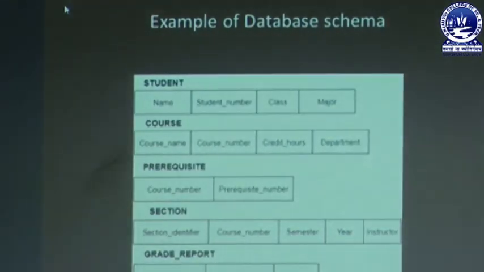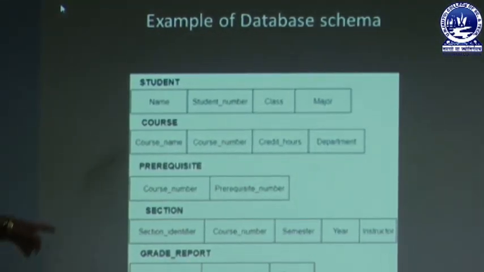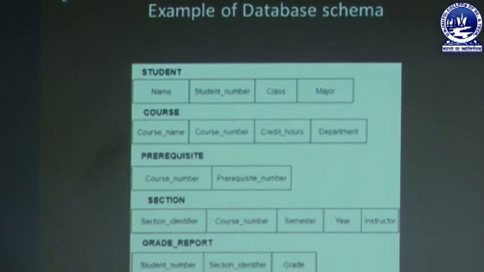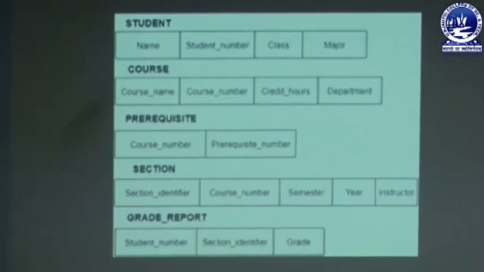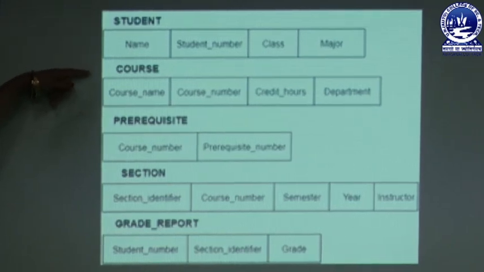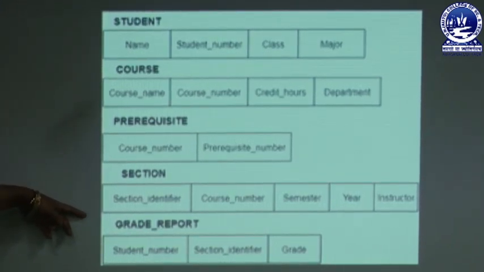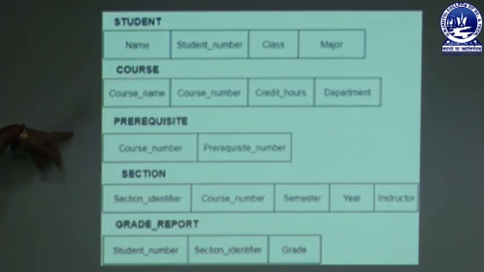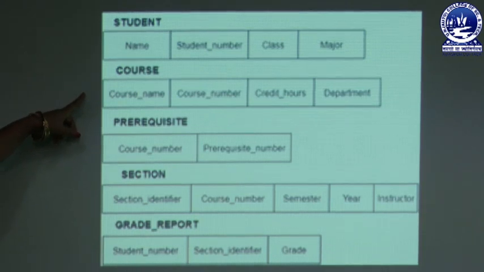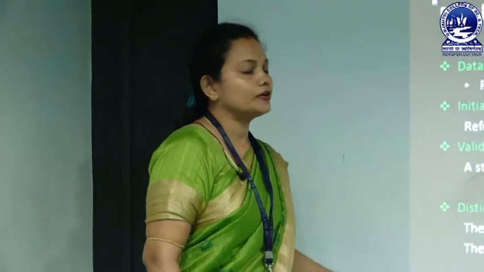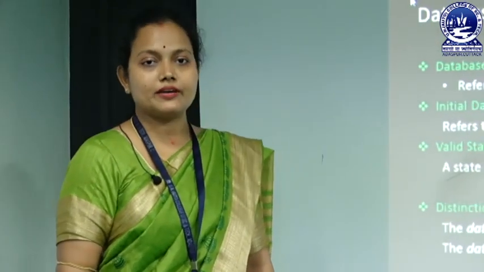This is an example of database schema. So this is a college database, and this database contains objects like student table, course table, section table, grade report table, and this is the overall design structure of the college database schema. So next we have to know what is the difference between database schema and database state.